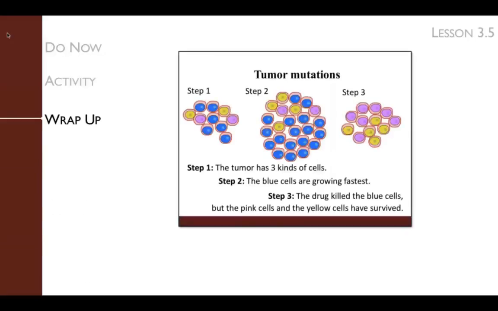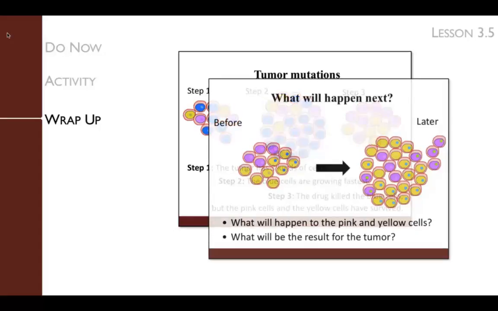The wrap-up reinforces the point that if a tumor contains several types of cells, a treatment that eliminates only one type of cell will allow the other cells to carry on proliferating and take over the tumor. To eliminate this tumor, we will have to use a different drug that attacks these cells.